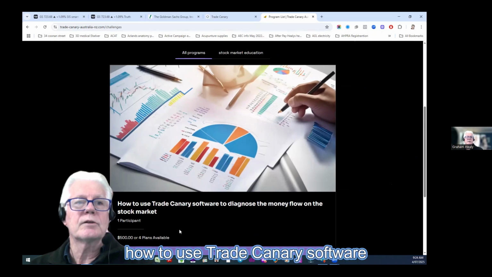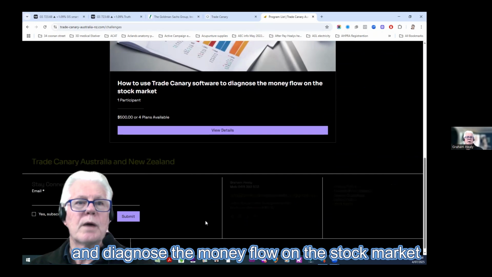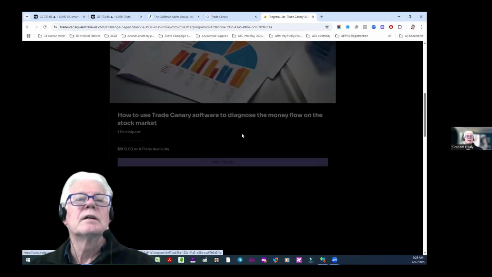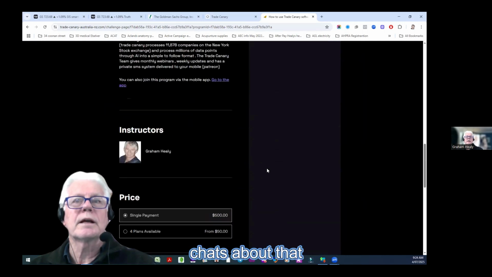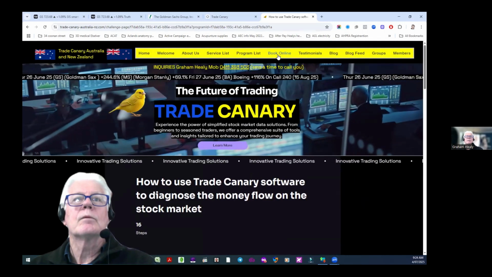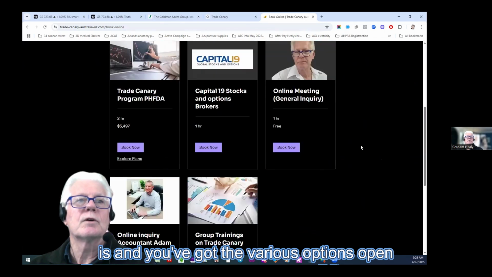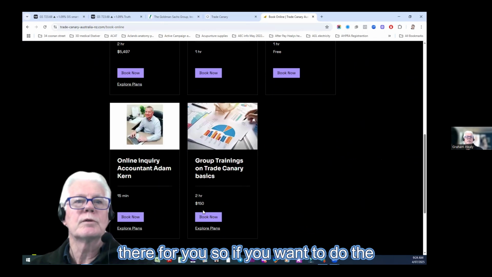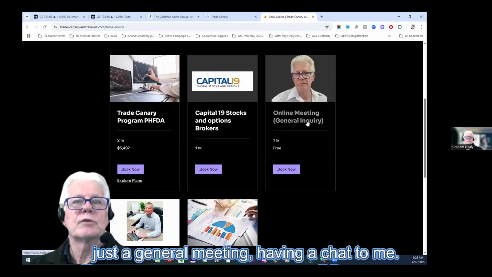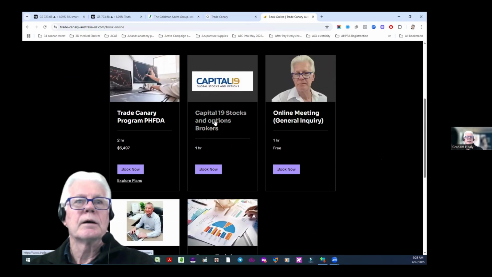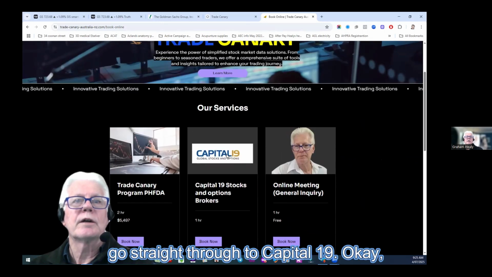Here is how to use Trade Canary software and diagnose the money flow on the stock market, view the details, and you've got various chats about that. We'll go to program list, book online, and you've got the various options open there for you. If you want to do the group training, we've got our accountant online, or just a general meeting having a chat to me. Capital 19 will basically set up your account, go straight through to Capital 19.